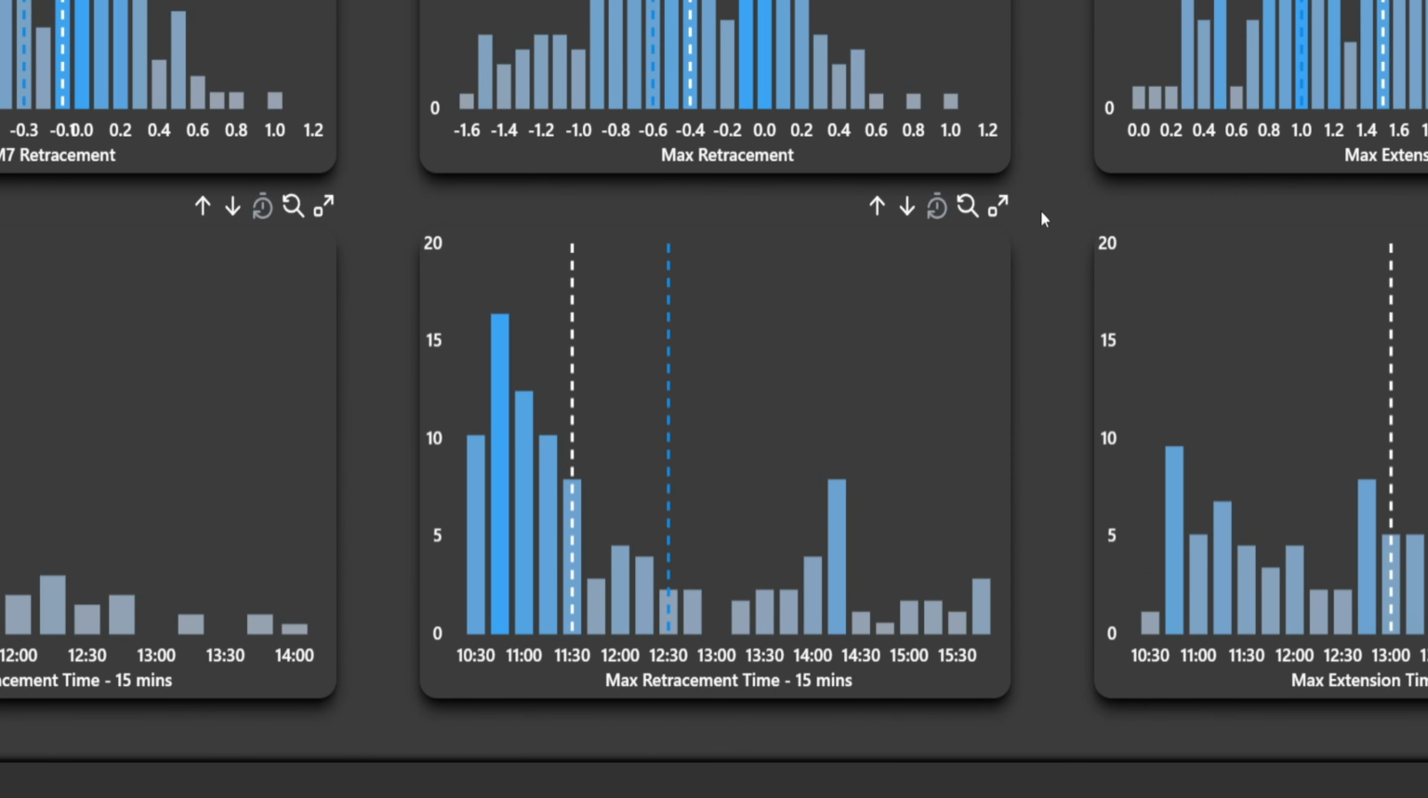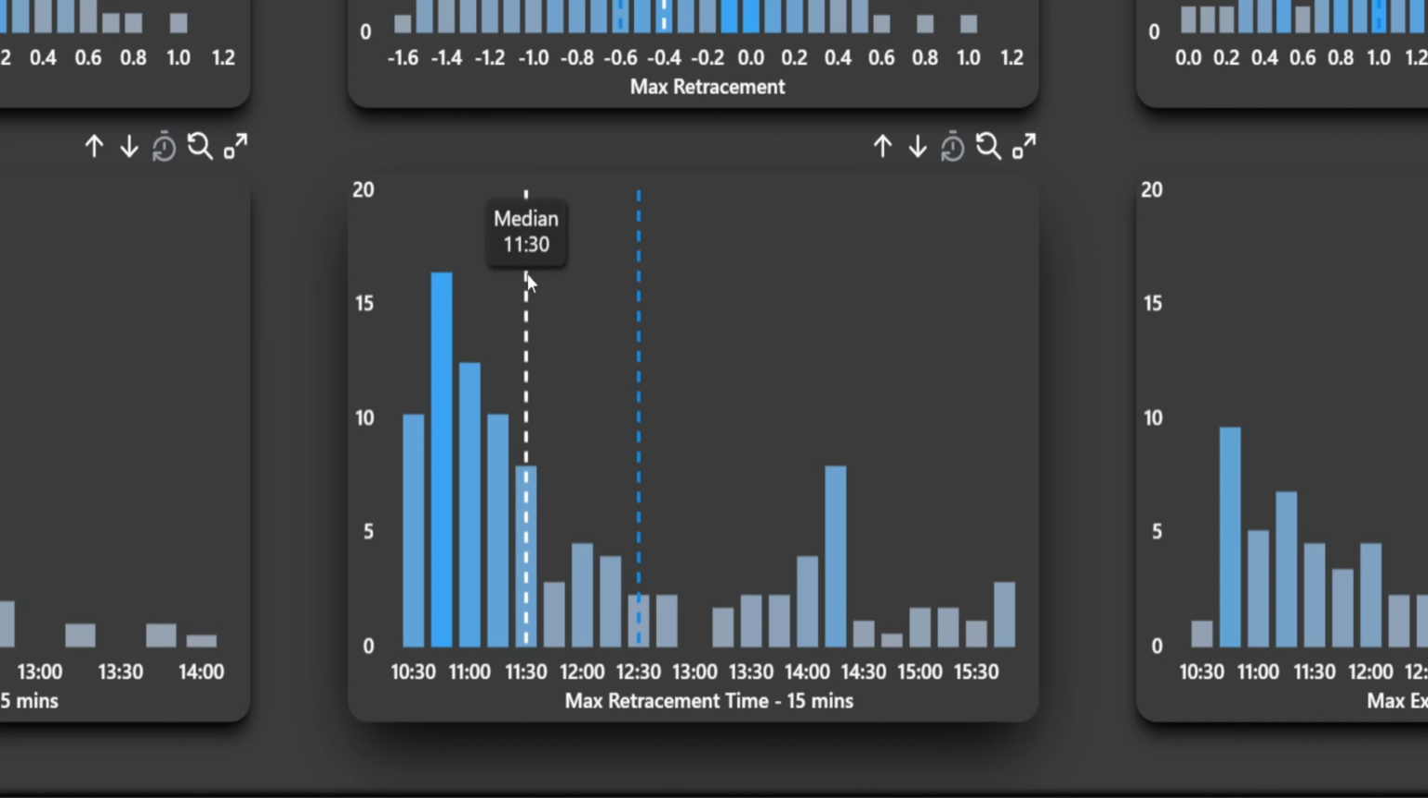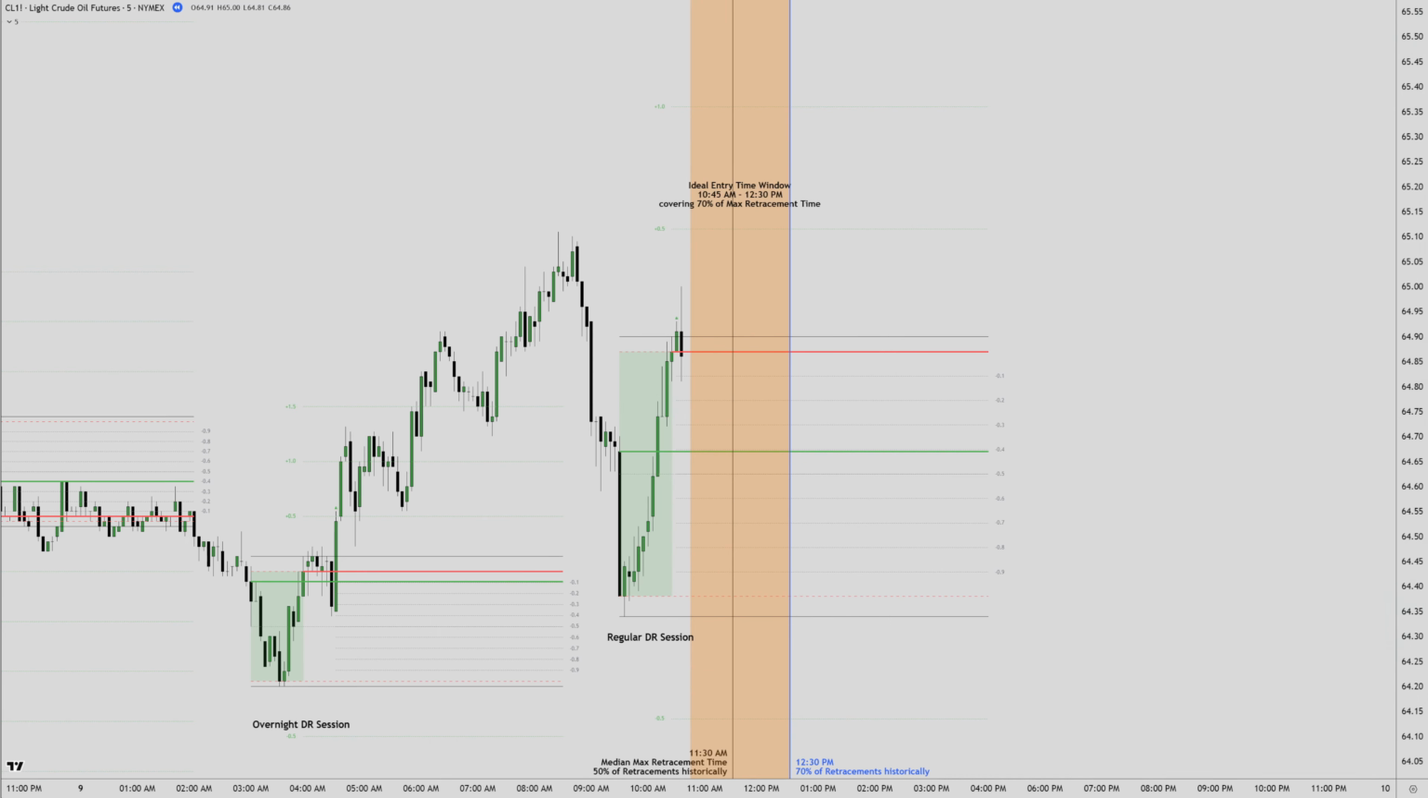Going deeper into data, it shows that most maximum retracements for the session started at 10:45 a.m. if the session held true. 11:30 a.m. marks the time where 50% of max retracements were done historically, while 12:30 p.m. marks the 70th percentile. This can be classified as your strict entry time window, and no entries should be taken after 12:30 p.m. since it has other probabilities.